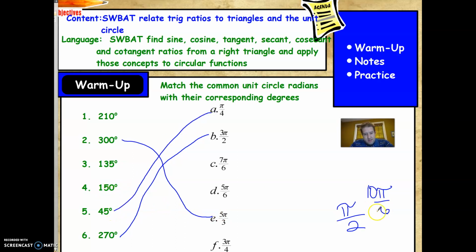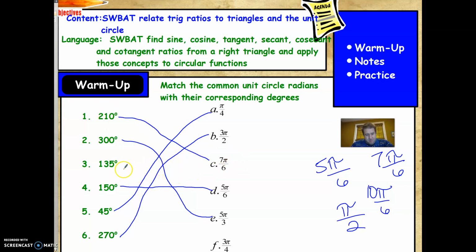And now, just like I did prior, 150 degrees is really 5 sets of pi over 6, because pi over 6 is 30 degrees, and 5 times 30 is 150 degrees. So multiply this by 5, you get 5 pi over 6, which is right here. For 210, I'll do the exact same trick: pi over 6 is 30 degrees, and 7 times 30 degrees is 210 degrees, so you get 7 pi over 6.